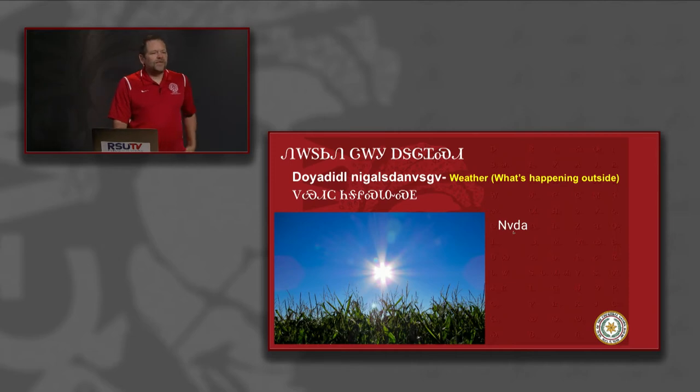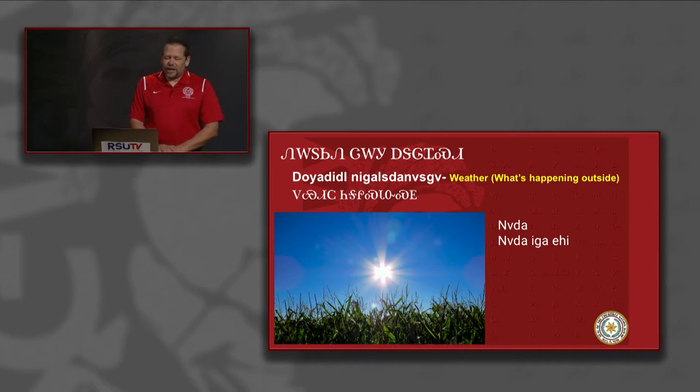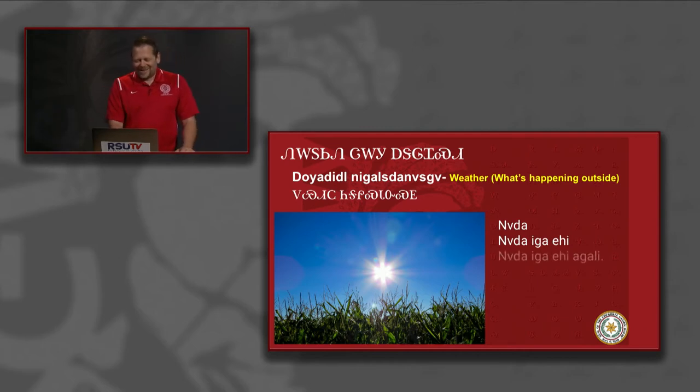All right, so we have na da, ega, ehi. Na da is just, it can be the sun or the moon, okay? It could be either one. But a lot of times in spoken Cherokee, we'll just say na da if it's understood in the context of what you're talking about, whether it's the moon or the sun. But if you have to differentiate, then you would say na da iga ehi. That's day, ehi, lives, okay? So this is the heavenly body that lives in the day, right?